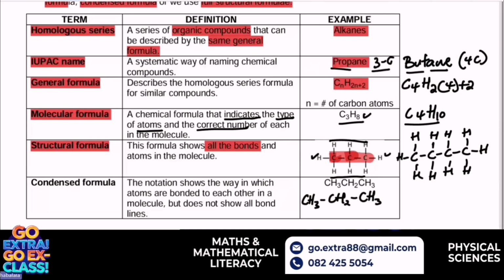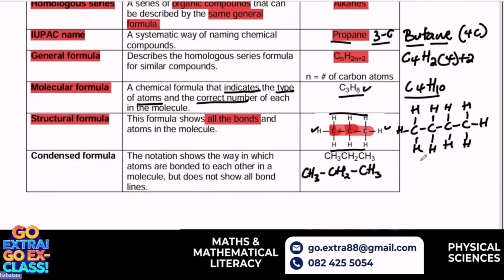Now, how do we write it in a condensed structural formula? We can represent it in this way. We can simply say CH3, then CH2 and CH2, and the last one is going to be CH3. So this is how we can represent butane in the condensed formula. Now I'm going to continue with some more examples.